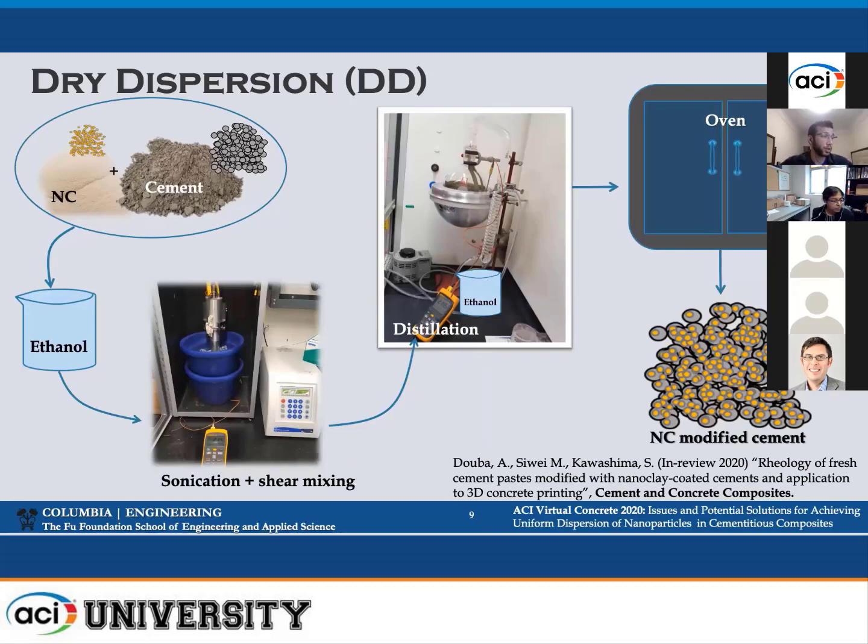Once we establish our dispersed solution in ethanol, we then go through the process of distillation to recover the ethanol, and then we further ensure dryness of the cement particles and removal of the ethanol in order to create our nanoclay-modified cement. If you're interested in this technique and you want to read more about it, we have a manuscript in Cement and Concrete Composites that is currently in review.